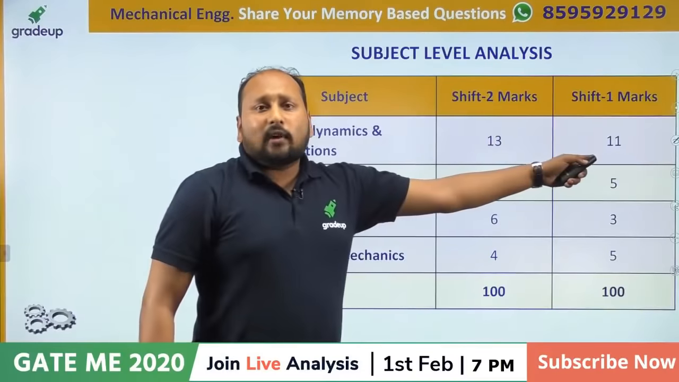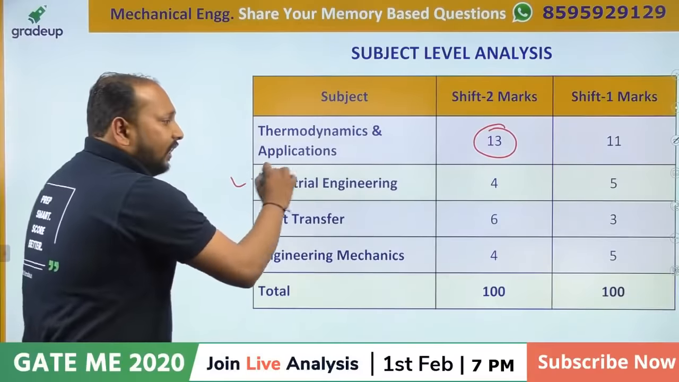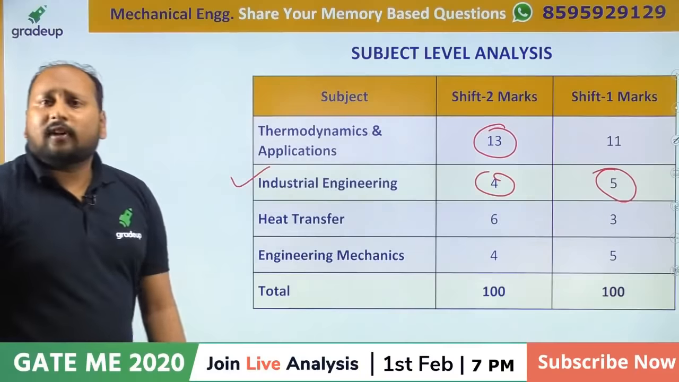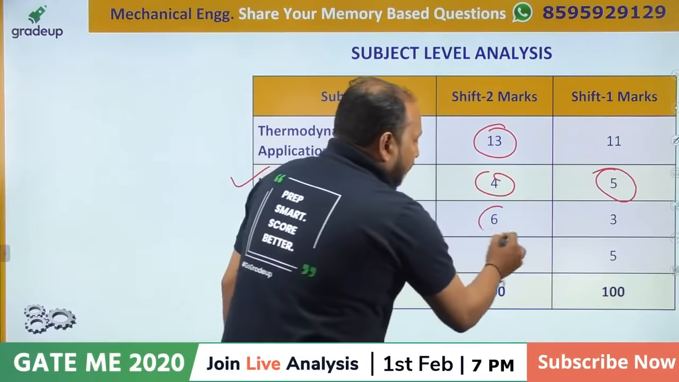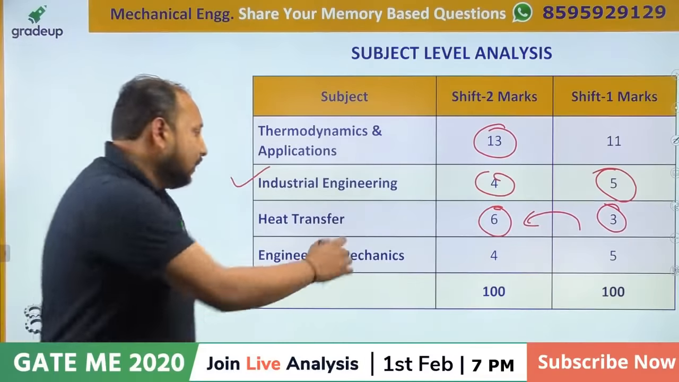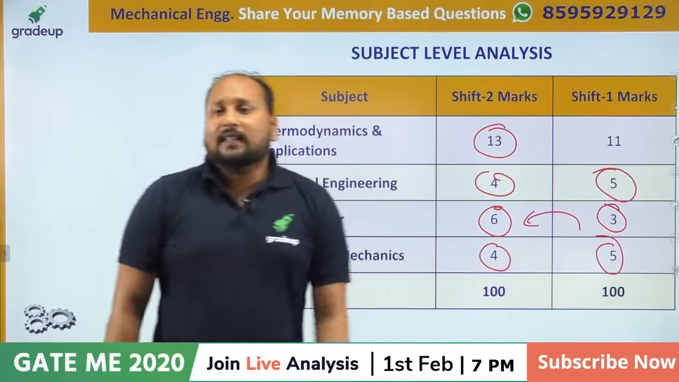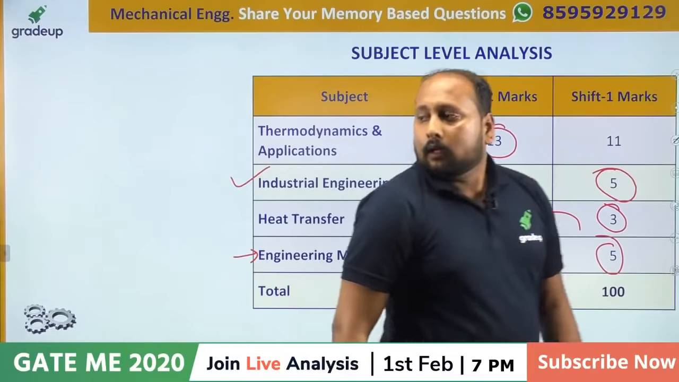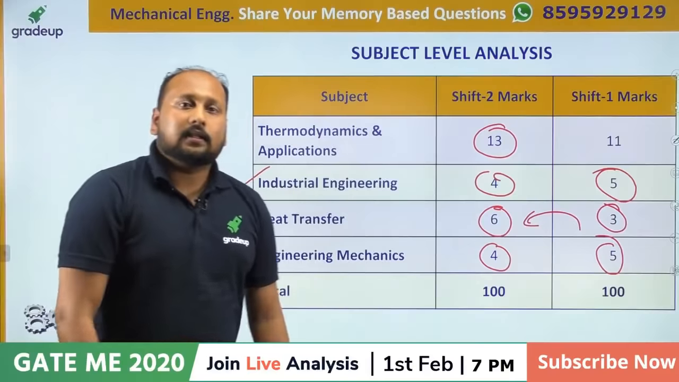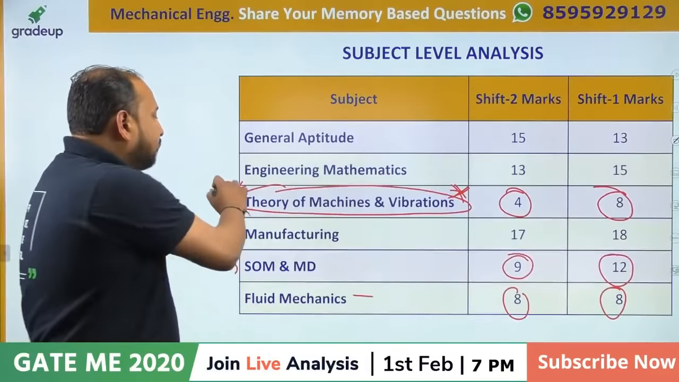Thermodynamics, shift 1 was 11 marks, shift 2 is 13 marks. Industrial engineering, almost similar. Heat transfer, shift 1 had only 3 questions, increased to 6 questions, that means twice of that. Mechanics, almost same. So in total, the total number of questions was similar, only the 2 catchy points are heat transfer and theory of machines.